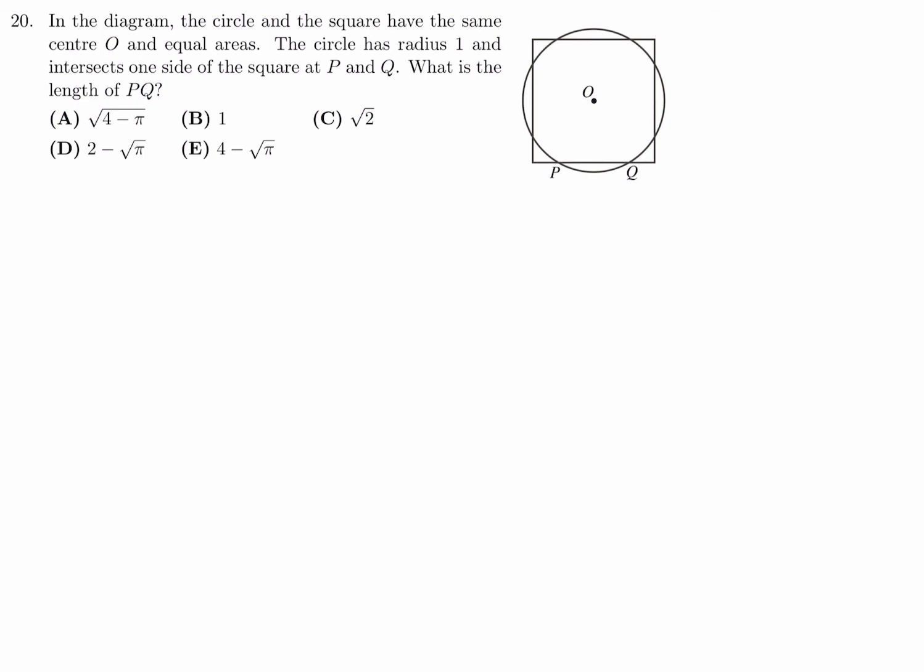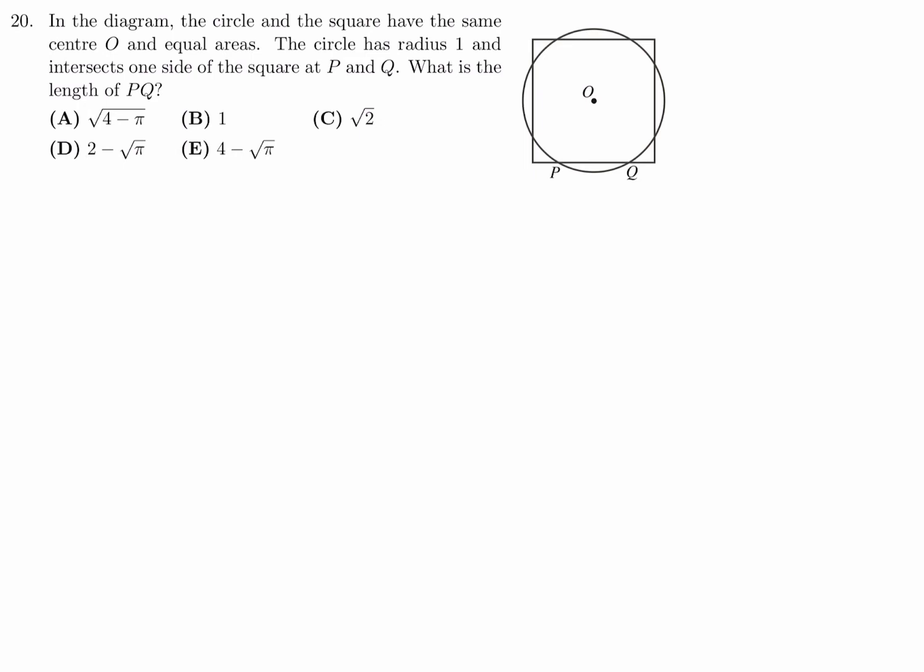In the diagram, the circle and the square have the same center and equal areas. The circle has a radius of 1 and intersects one side of the square at P and Q. What is the length of PQ?